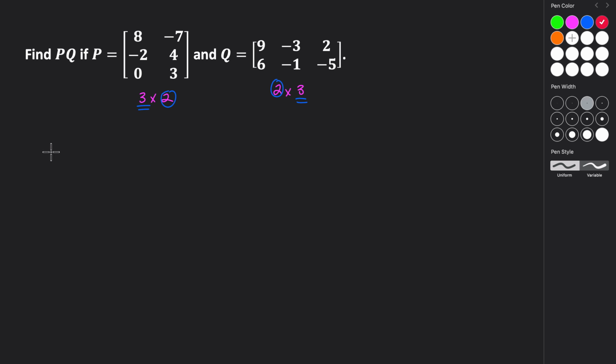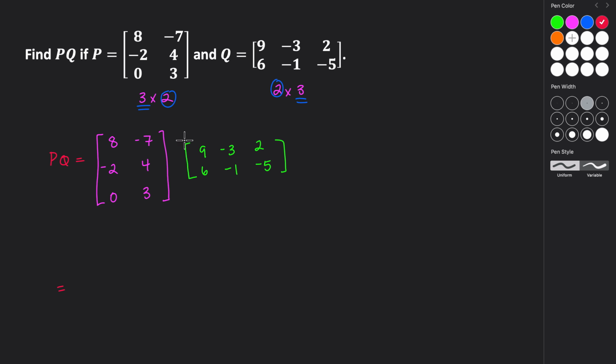So let's try this. So PQ equals my first matrix, 8, -7, -2, 4, 0, 3. This is going to be multiplying the matrix 9, -3, 2, 6, -1, -5. Okay, so let's go through and do this multiplication.